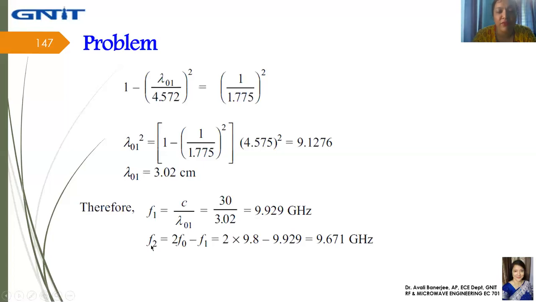calculated the value of F2. So it is equal to 2F0 minus F1, that is equal to 2 into 9.8 minus 9.929. So this is equal to 9.671 gigahertz. So these are the values of F1 and F2 we have obtained from all the calculations.